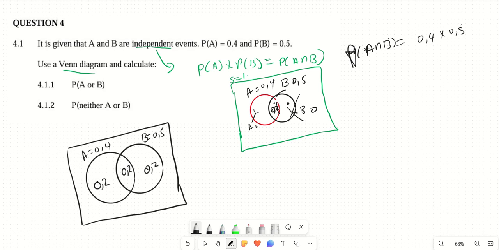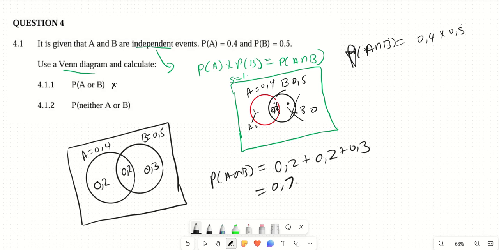So to get the probability of A or B, we add whatever is inside the circles: 0.2 plus 0.2 plus 0.3, which in this case is 0.7.